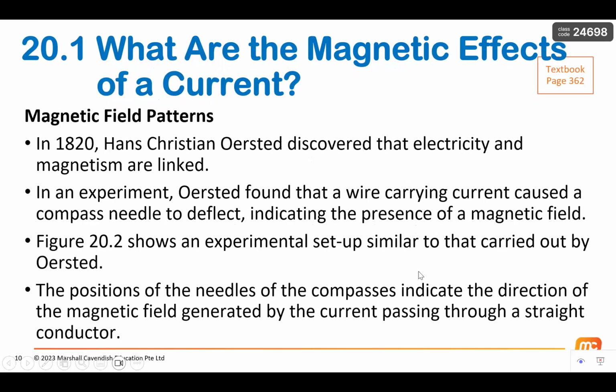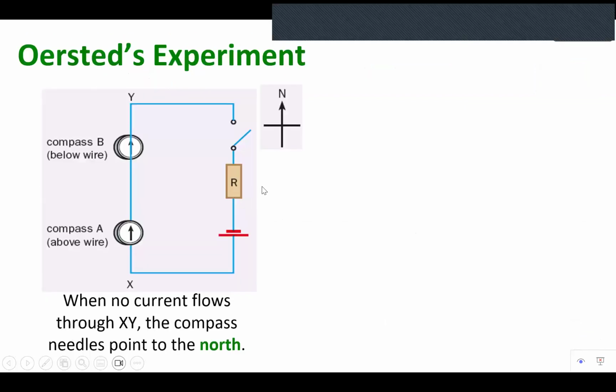Okay, so there is this guy called Hans Christian Oersted. He was the one who discovered that electricity and magnetism are actually linked. So what he did was he carried out an experiment whereby he had a wire connected to a battery source and he put compasses around it. The compass is to determine the magnetic field around the wire.